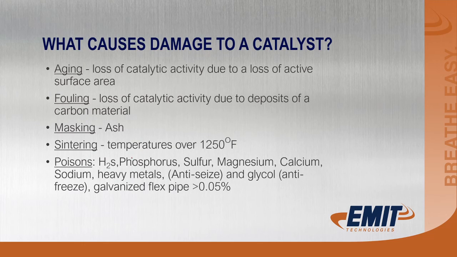Okay, poisons: H2S, phosphorus, sulfur, magnesium, calcium, sodium, heavy metals, anti-Cs, and glycol or antifreeze, and galvanized flex pipe, any galvanized pipe, greater than 0.05% in the exhaust stream will tend to poison the catalyst element.